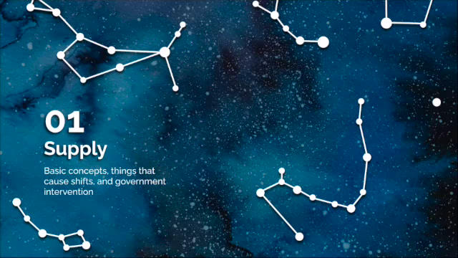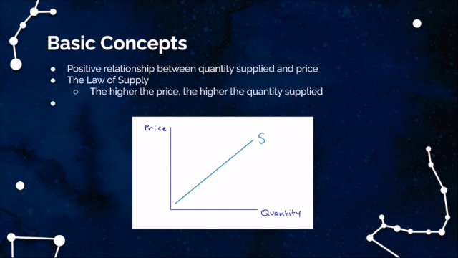First up, we will be discussing supply. So, here are some of the basic concepts of supply. Supply, in essence, is the amount of goods and services that are produced for consumption, or things that are produced that can be demanded. There's also the law of supply, which is the higher the price, the higher the quantity supplied. There's essentially a positive relationship between quantity supplied and price.